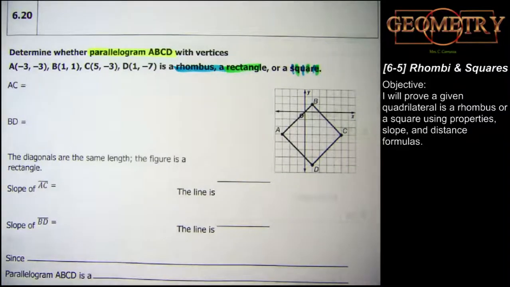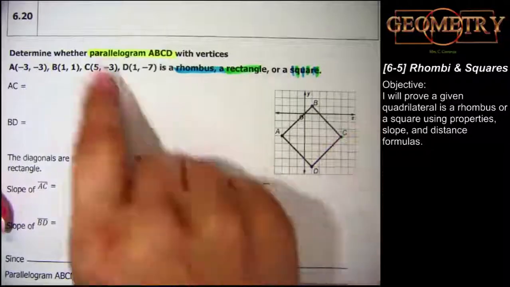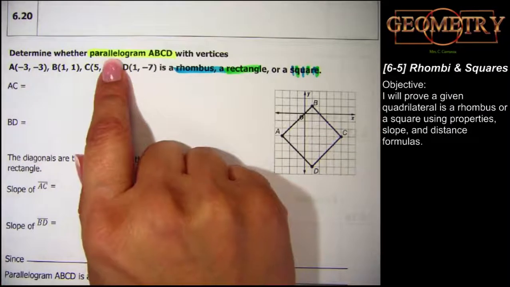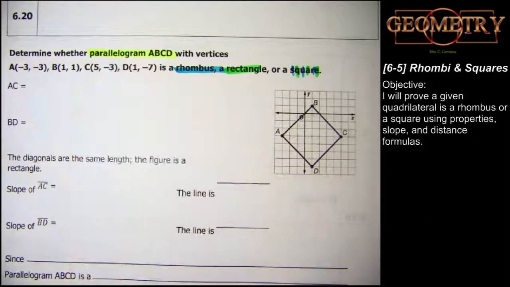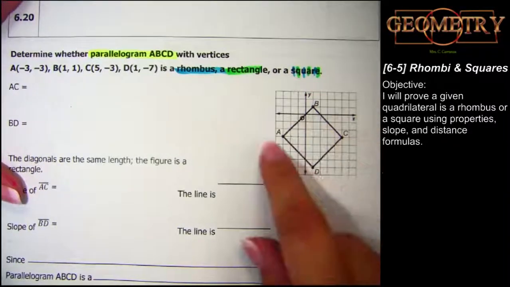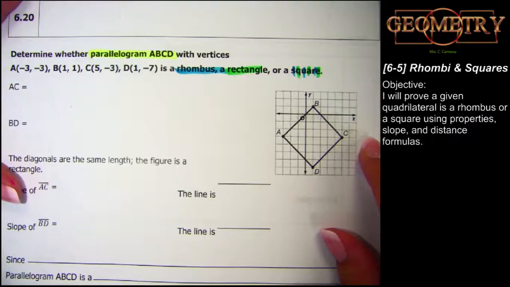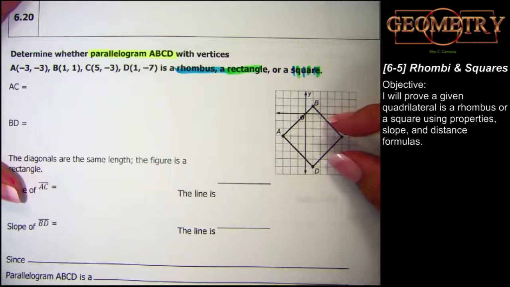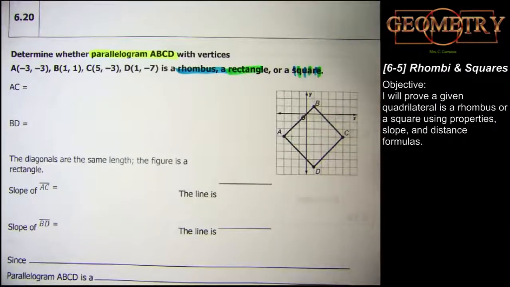Okay, so here's what we're going to do. Here's my shape. I'm told it's a parallelogram. Okay, freebie. I know it's a parallelogram. So now all I have to do is show that either the diagonals are perpendicular or the consecutive sides are congruent. Which do you want to do?